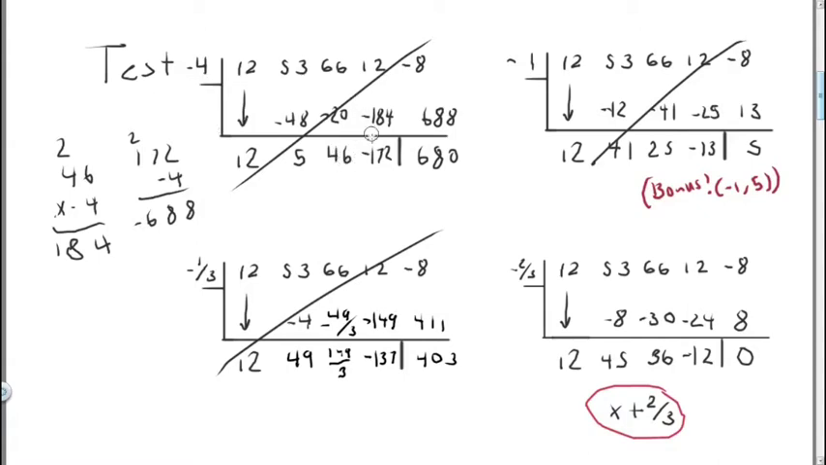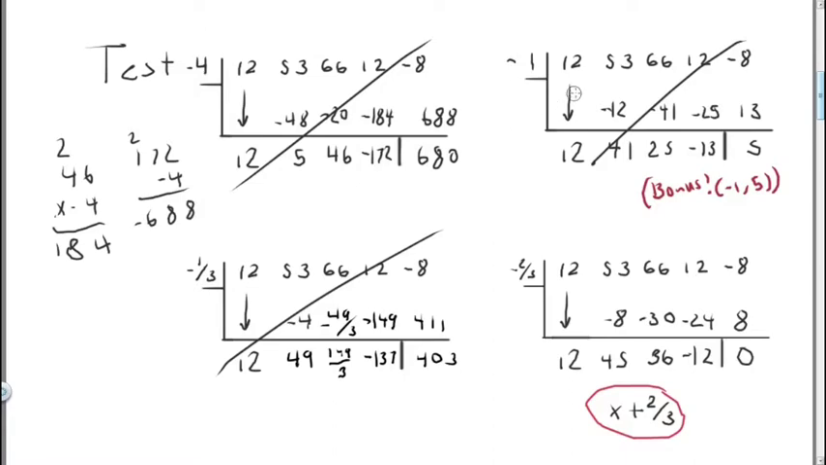I got negative 184. 12 minus negative 184 gives you negative 172. If you multiply negative 172 by -4, you get positive 688. When you subtract 8 from that, you get a positive 608. But yeah, I was pretty much done with that by that point. So then I decided to try -1.